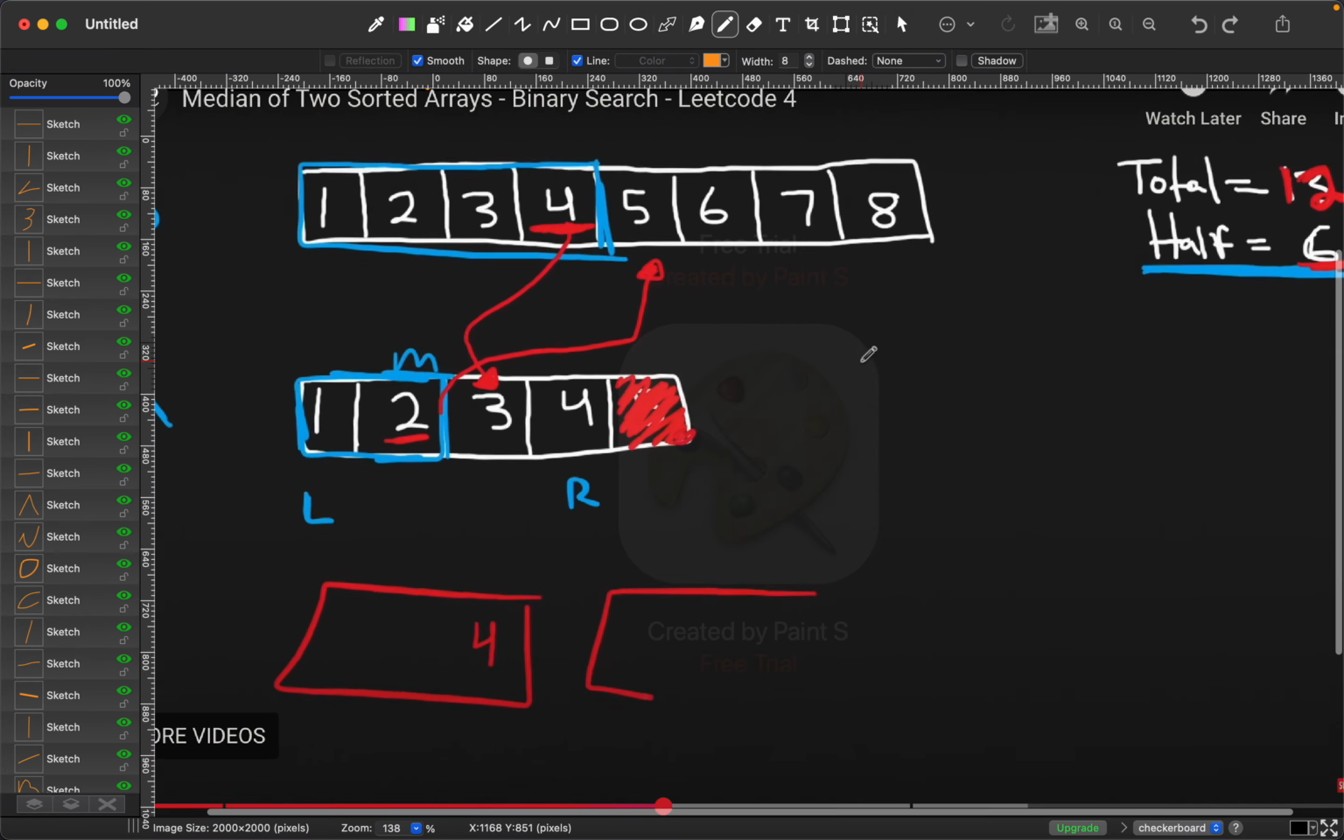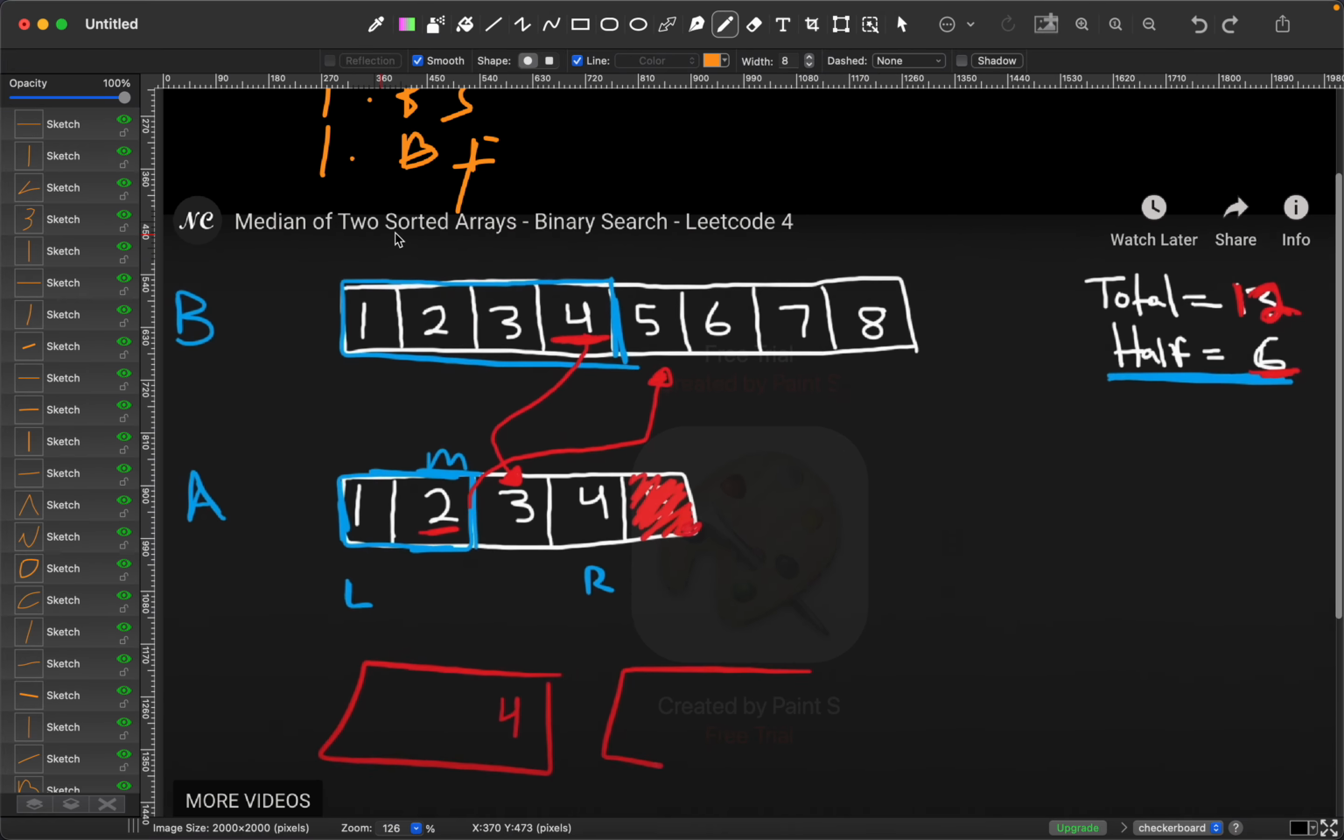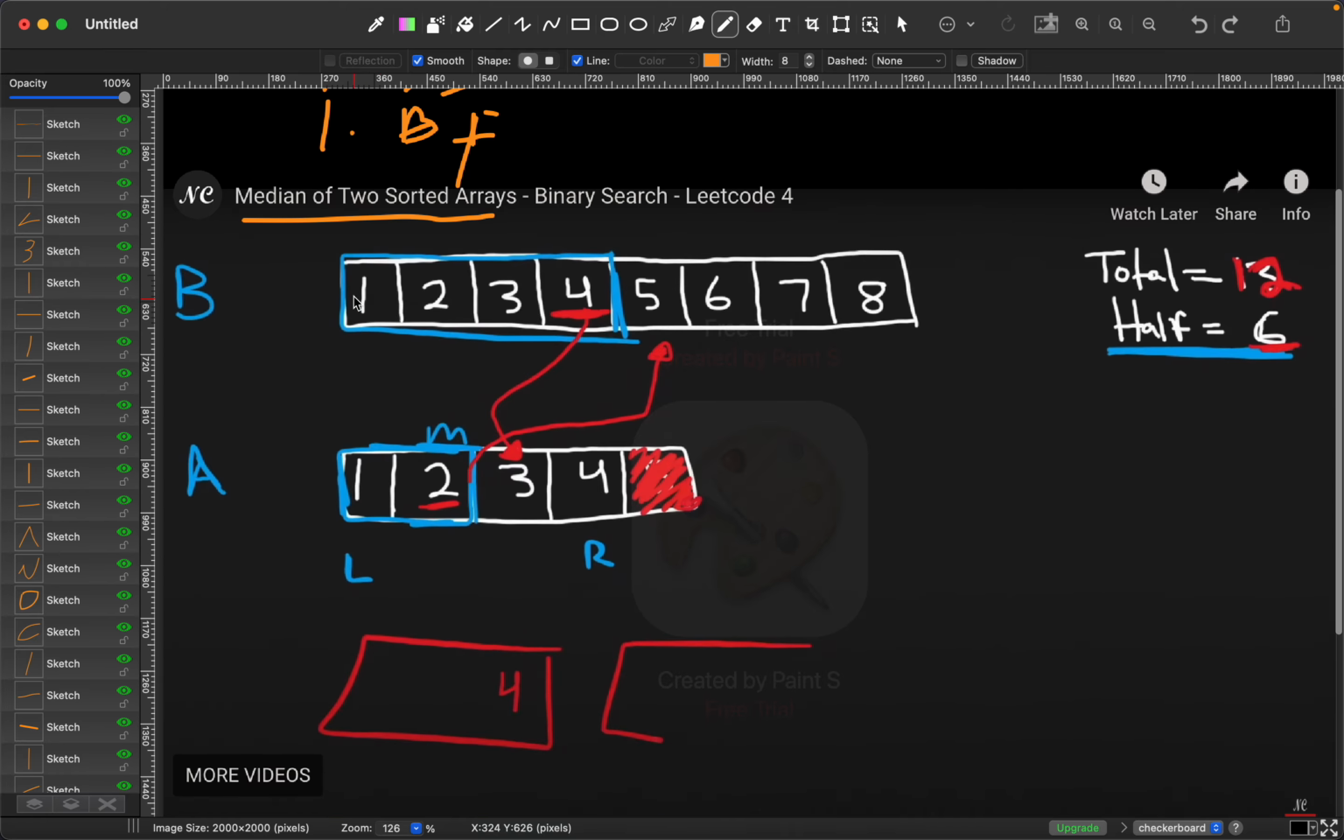So what they do here is basically the median of two sorted arrays. You combine A plus B, and then you try to find the median. That's the main goal. With that said, we want to total up all the elements, which total up to be 13. So they actually do remove one element, which I don't know why, but we trust them.